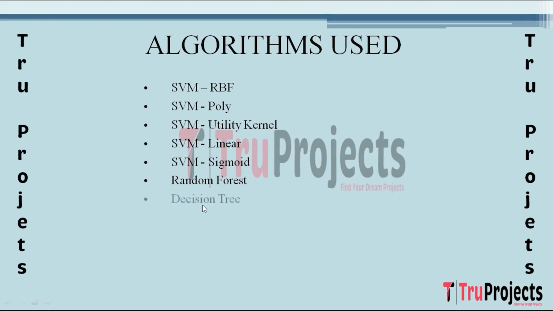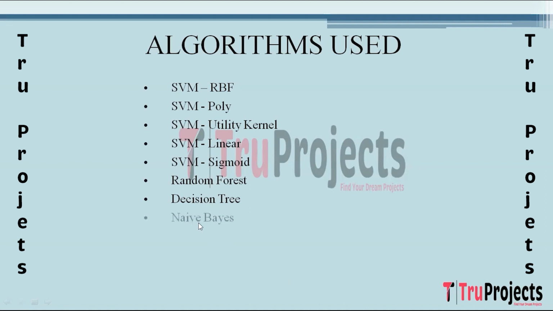The next one is decision tree. So decision trees are simple yet interpretable models that make decisions based on feature values. While prone to overfitting, they are valuable for understanding feature importance and contribute to the ensemble learning approach.